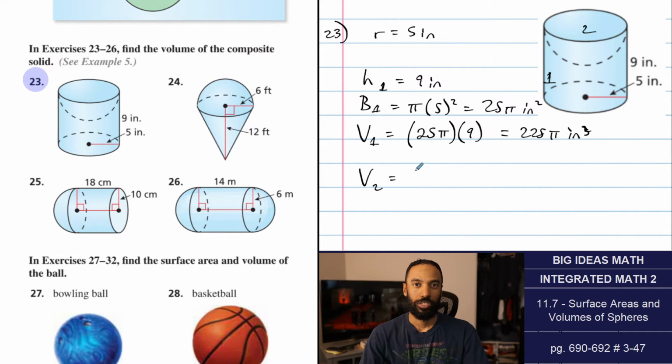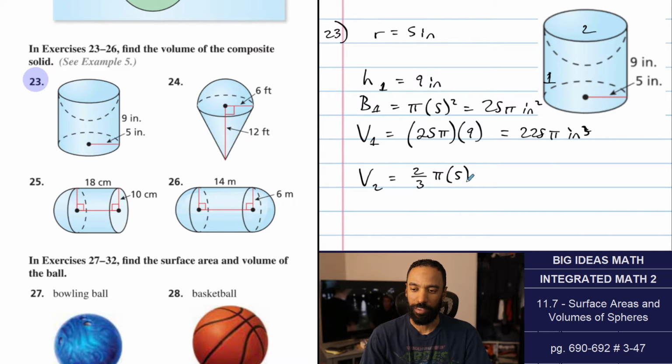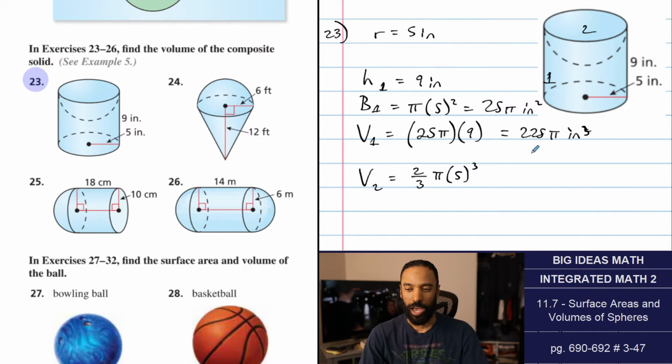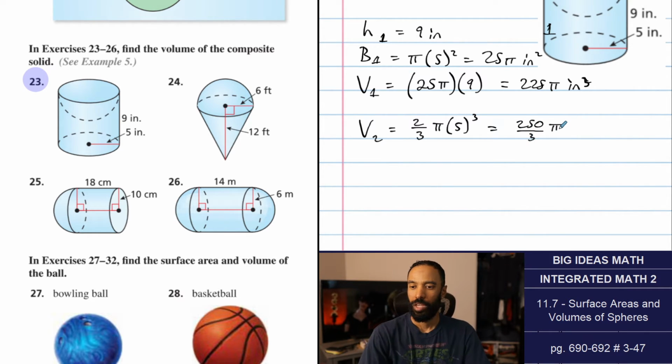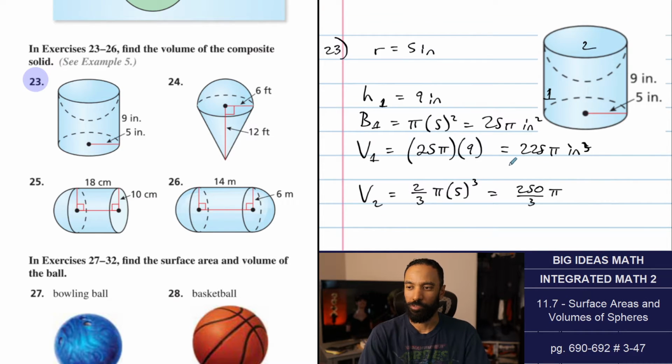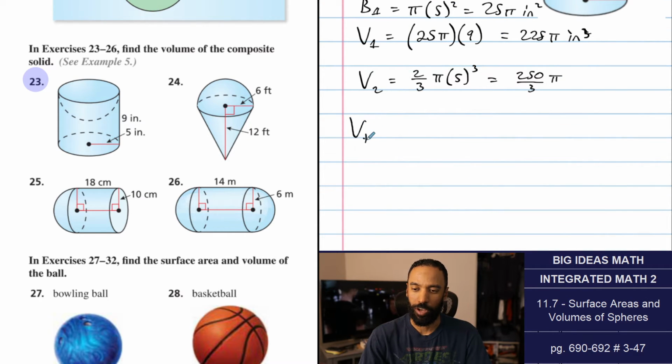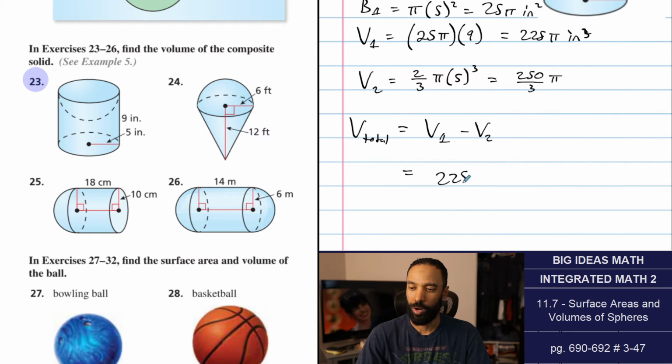Okay. The volume of object 2 is 2/3 pi r cubed, and the radius that we're still using is 5. 5 cubed is 125. You double that, you get 250. So I get 250 thirds pi. So when I do volume 1 minus volume 2, I'll get the volume of the total. It's not a frustum, but it is a subtraction. Volume 1 minus volume 2, which means we take 225 pi and subtract 250 thirds pi.